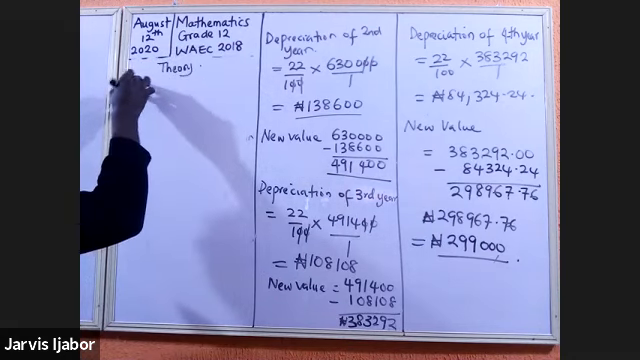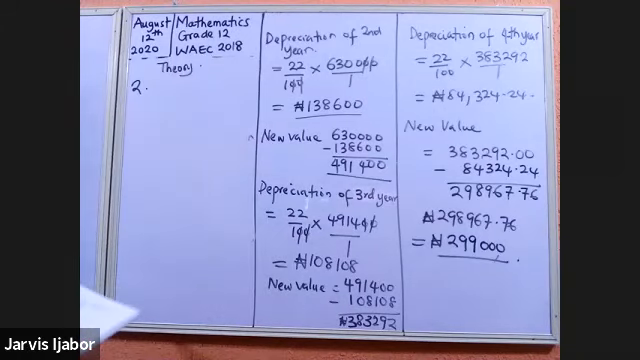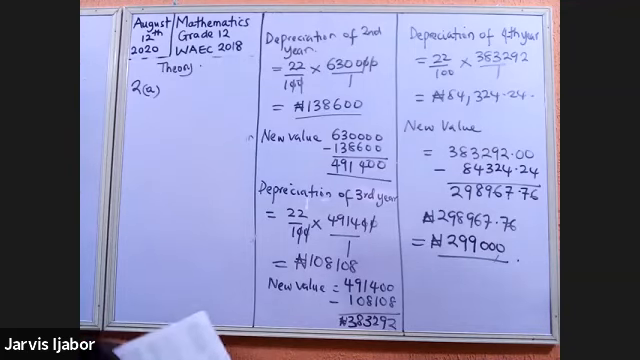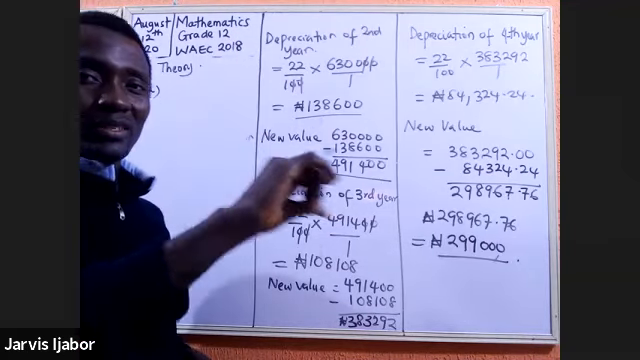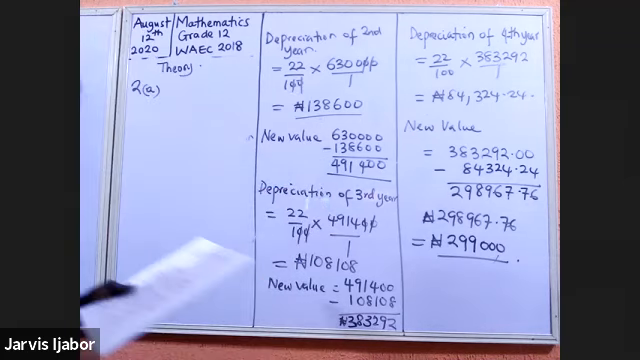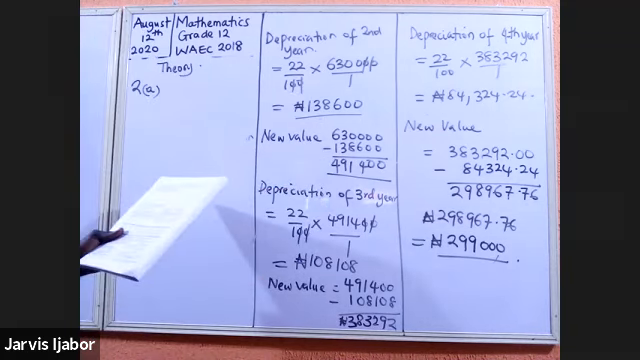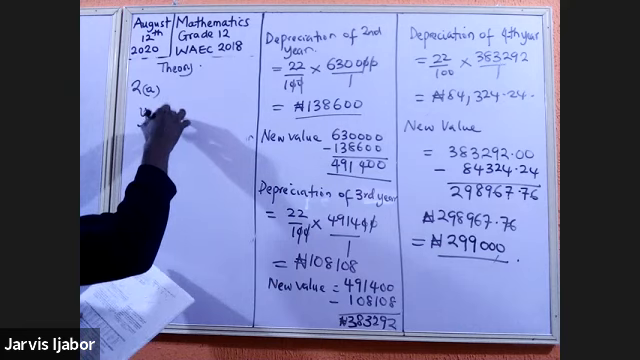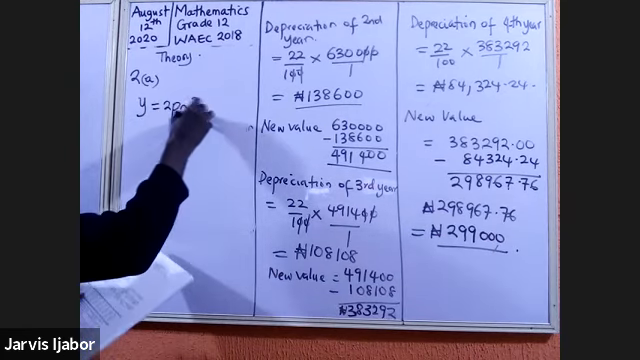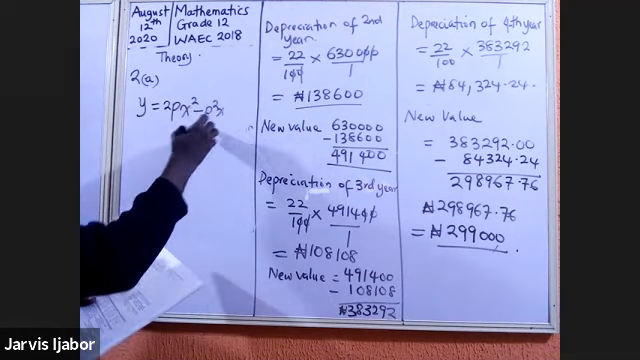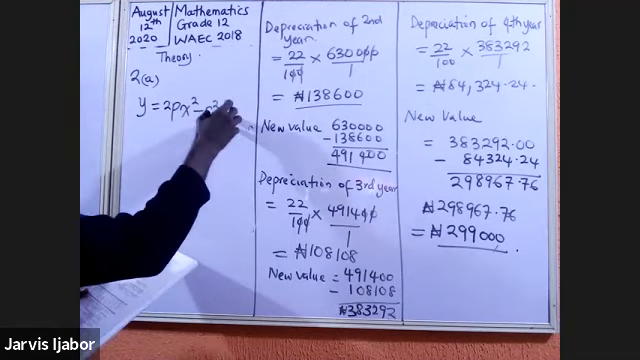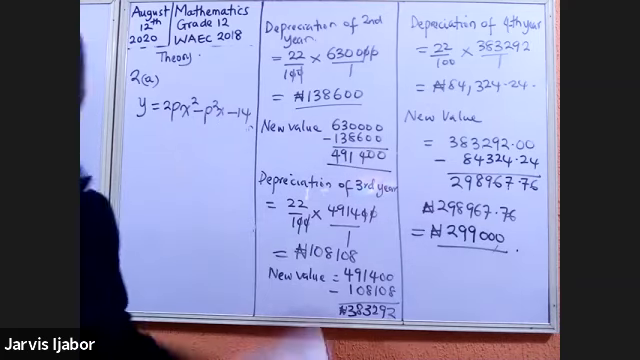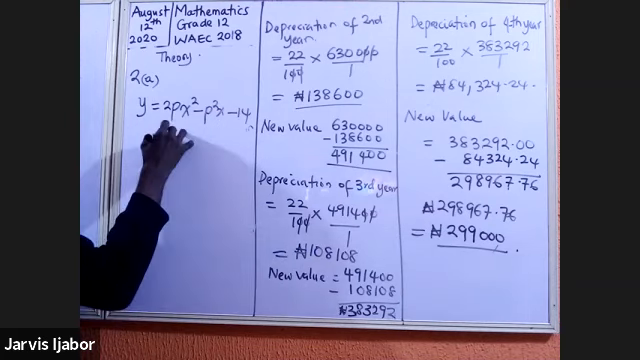Question two says that this one is for 8 marks. So mathematically for question one, every one of those nuggets will be like 2 marks. Question two says the graph of y equal to 2px squared minus p squared x minus 14 passes through the point (3, 10). (3, 10) means the x and y values.